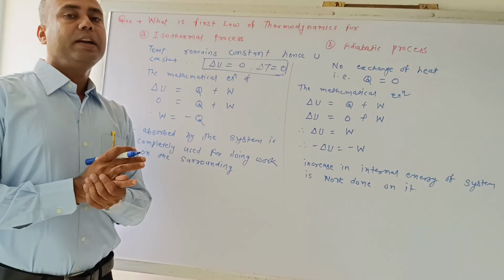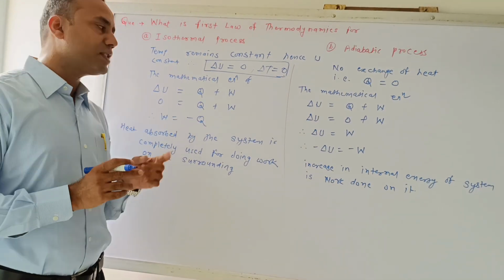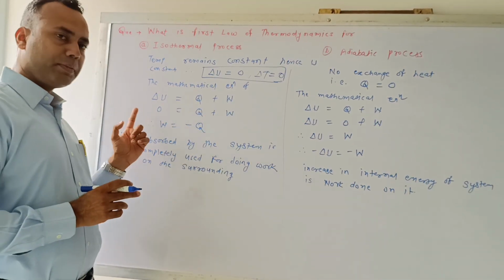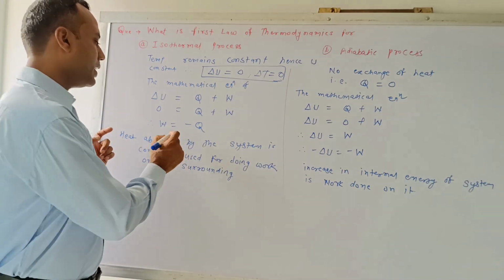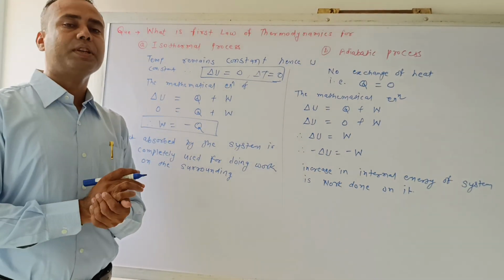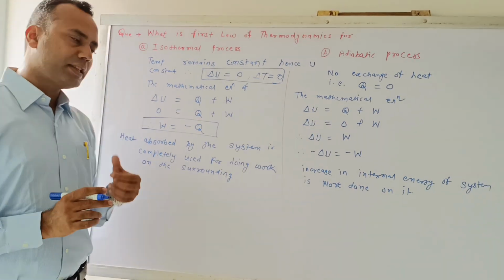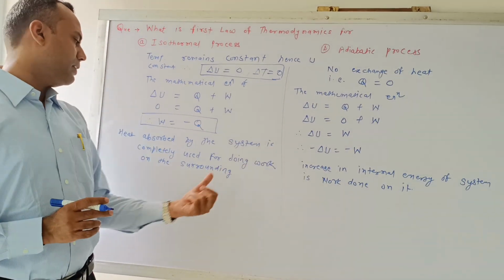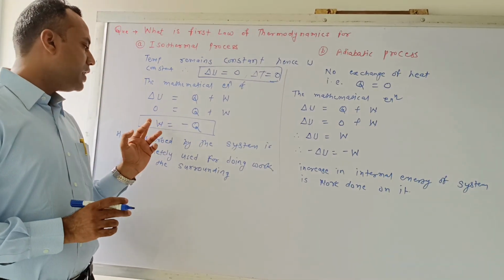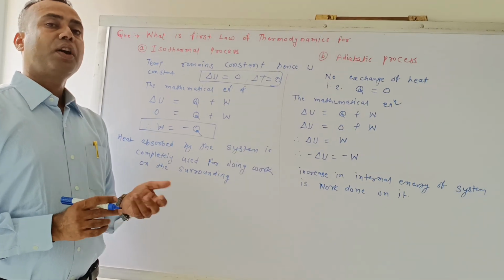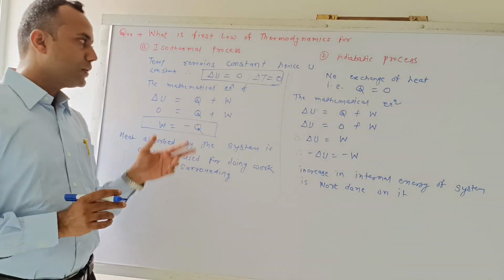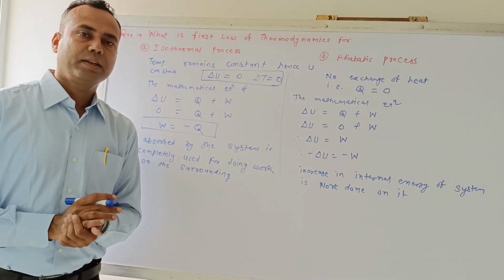In isothermal process, temperature remains constant. Therefore, internal energy is constant. Delta U is equal to 0, so 0 is equal to Q plus W. Means W is equal to Q; when Q comes to the left side, it becomes negative. W is equal to minus Q. So this is the mathematical equation for isothermal process. It says that heat absorbed by the system is completely used for doing work on the surrounding. So work is done on the surrounding by the system. So W is equal to minus Q. So that is for isothermal process.